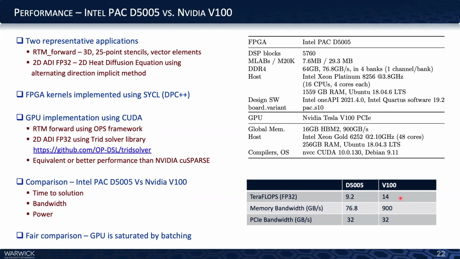The RTM application is implemented using the OPS framework. The 2D ADI heat diffusion application is implemented using the state-of-the-art tridsolver library for multidimensional tridiagonal system solvers. We tested NVIDIA's cuSPARSE, but the tridsolver library gives equivalent or better performance along the Y coordinates. We compare the performance of these two implementations in terms of time to solution, bandwidth, and power. Batching helps to saturate the GPU and to do a fair comparison, as the GPU is throughput oriented.